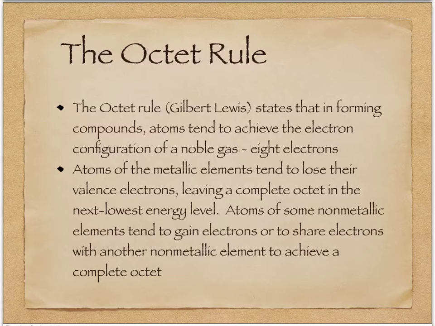Atoms that are metallic usually lose electrons and go to the lower energy level, so they tend to drop a level. Non-metallic elements like chlorine or oxygen tend to gain electrons and fill their level.